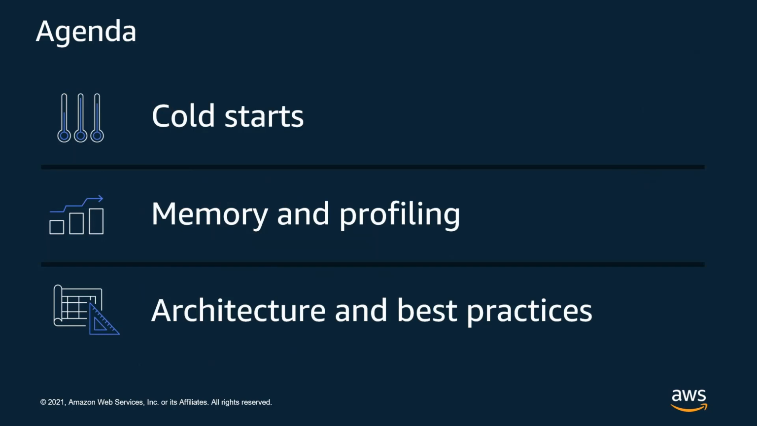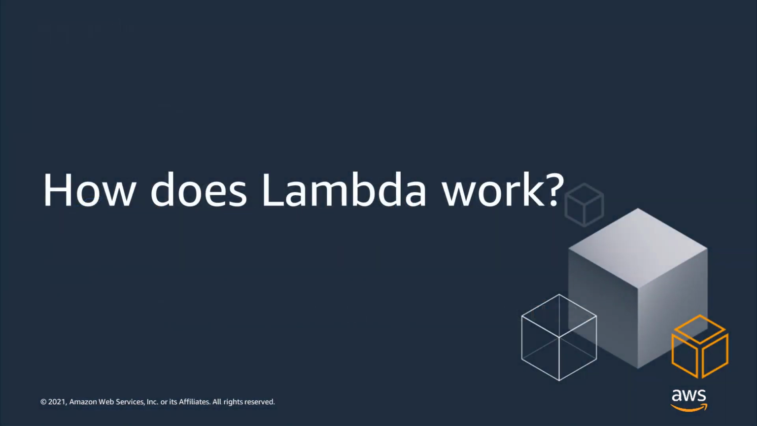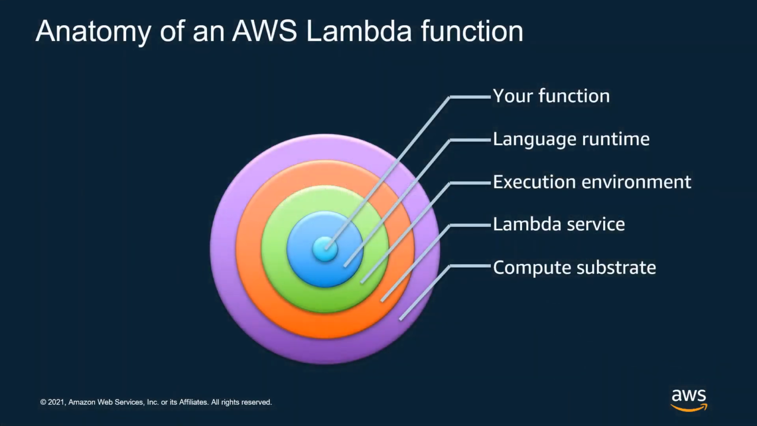So we're going to cover three things today: cold starts, memory and profiling, and some architecture and best practices. Before we get started, let's just review how Lambda works under the covers. Now, this is a 300 level tech talk, so this will just be a quick recap. Lambda is designed to run your code on demand in response to events.